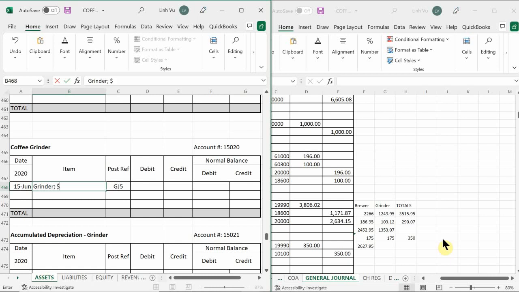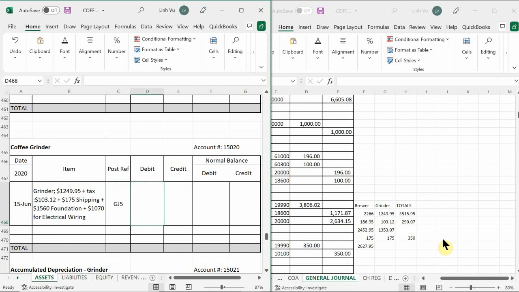All right, what was the original price of the grinder? It was $1249.95, right? Plus tax of what is that? $103.12. Okay. Plus $175 shipping. Okay. Plus $15.60 for the foundation. Plus $10.70 for electrical wiring. Okay. And that should give you your grand total of $4,158.07.